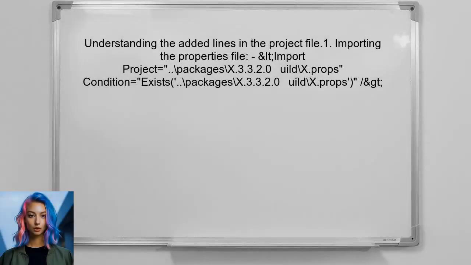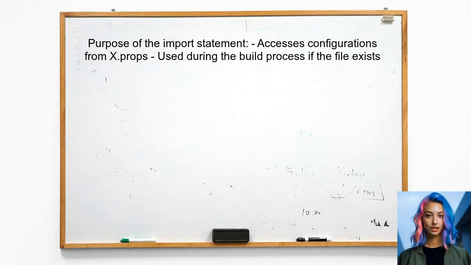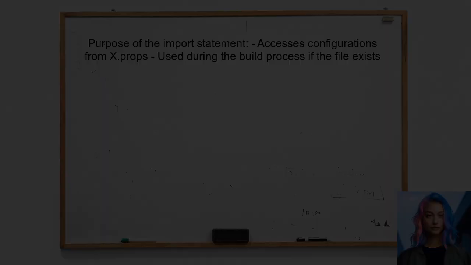To understand why these lines were added to the project file, let's break down what they do. The first line imports a properties file from the NuGet package directory, which is essential for the build process. This import statement ensures that the build system can access the necessary configurations and settings defined in the xprops file. If this file exists, it will be used during the build.